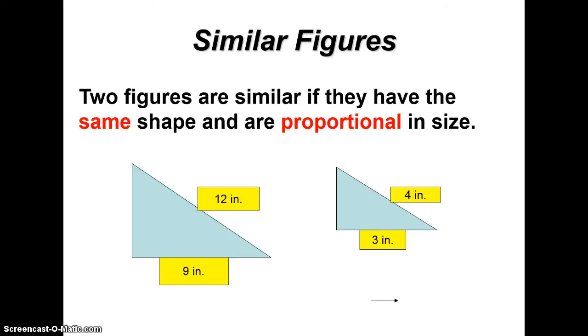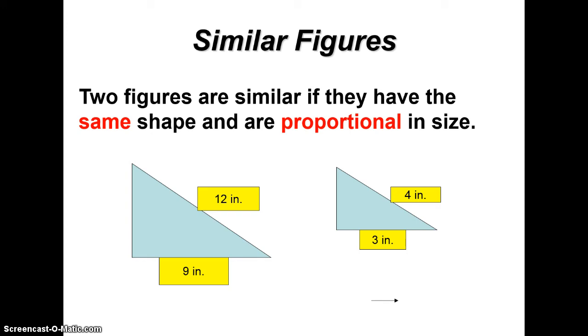All right, so today we're going to apply what we've learned about proportions and use them to ultimately solve for missing side lengths in similar figures. But before we can do that, we have to determine whether two shapes are indeed similar.